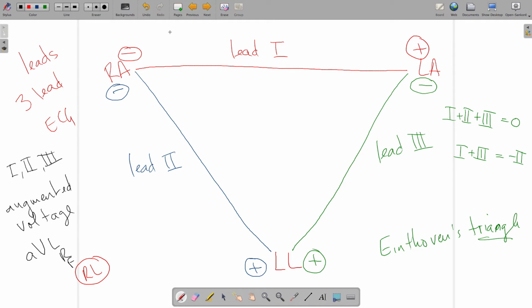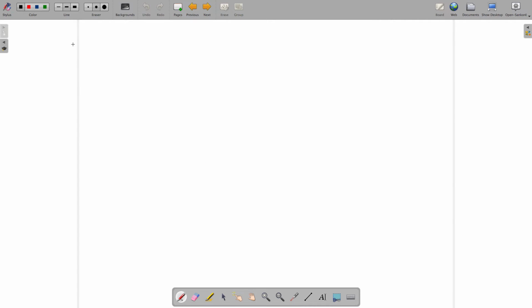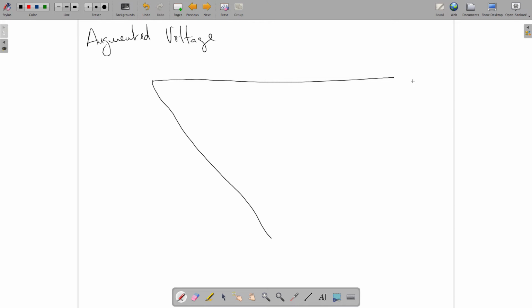All right, so let's take a look at how we get there. So the augmented voltage leads are created with Einthoven's triangle. All right, so take this triangle, this is going to be the triangle that's created by placing electrodes on the right arm, left arm, and left leg. So this is the triangle that we start with. I'll also label the points here. This is left arm, this is left leg. We're not going to worry about this fourth. I'm going to call it a ground for lack of a better term for right now, but it's not really a ground. All right, so I want you to see that something magic happens here.